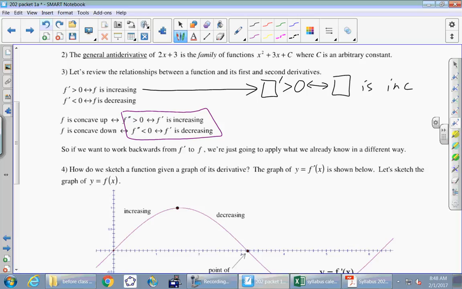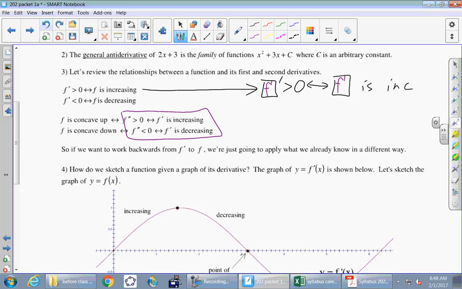Okay, I'm going to put f prime in the box. What do I need to put in the other box? F prime, right? As long as the things in the boxes are the same, I've got a true statement. So what this statement now says is that f prime is increasing, means exactly the same as what? F double prime is positive. And that's what it says here in the purple box. F prime increasing, f double prime is positive.